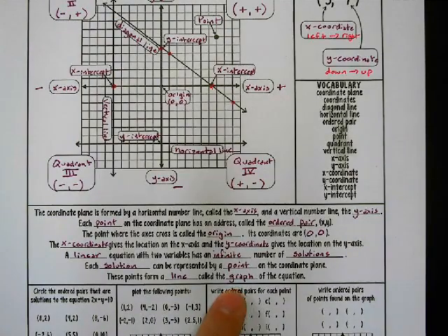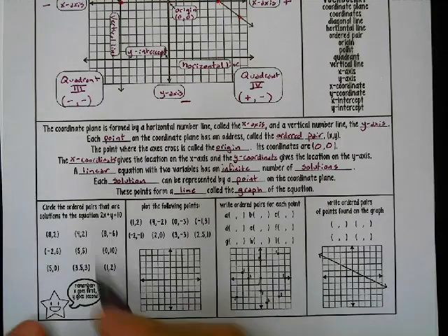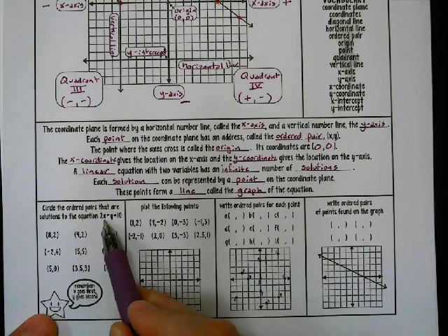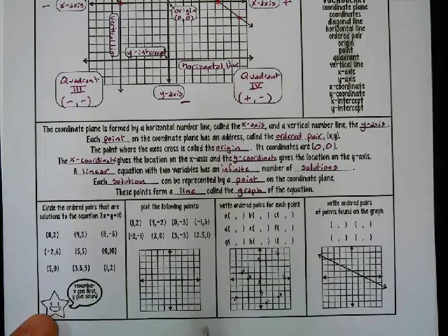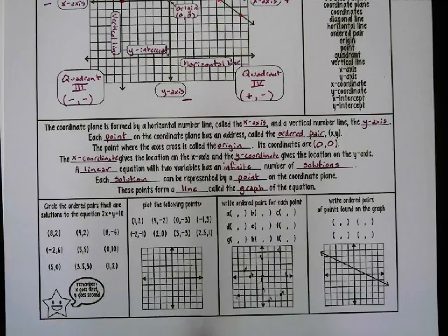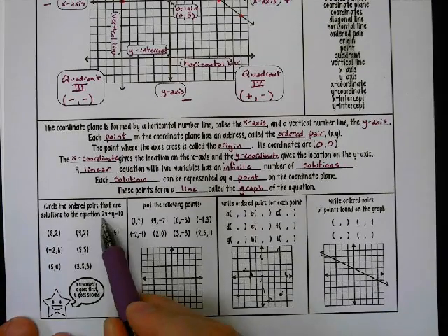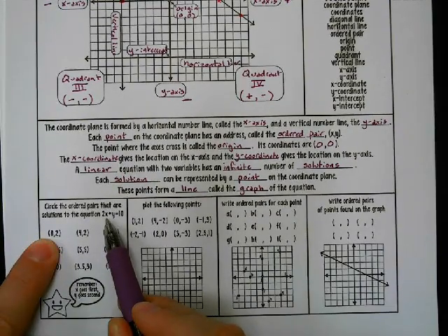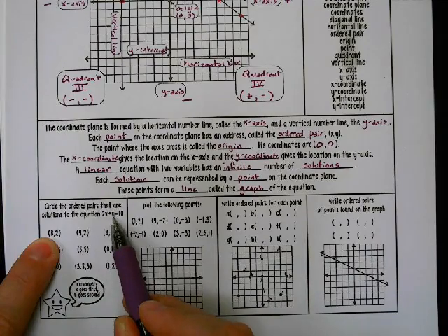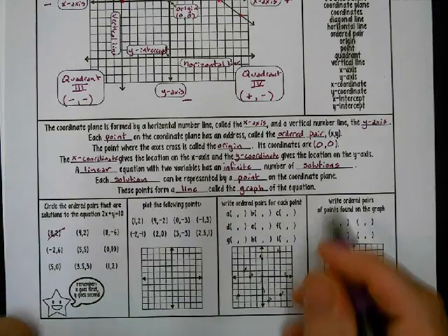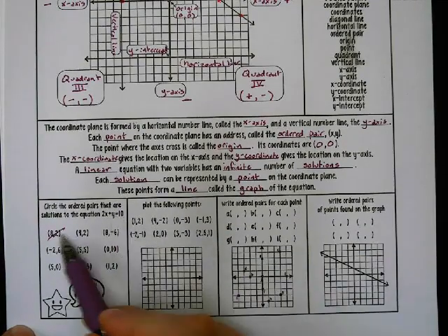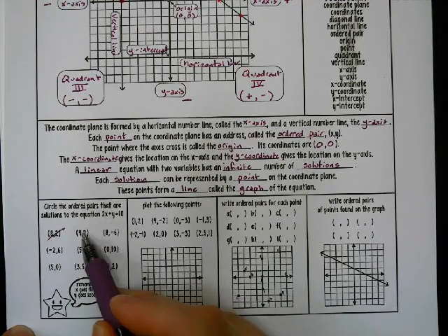All right, a little bit of practice here. Circle the ordered pairs that are solutions to the equation 2x plus y equals 0. So we want the ordered pairs that will make this work. Let's just plug it in. 2 times 8 is 16, and then plus 2. 16 plus 2, that's 18. That does not work in that equation. So this line would not go through this point. (4, 2): 2 times 4 is 8, plus 2 is 10. That one does work.